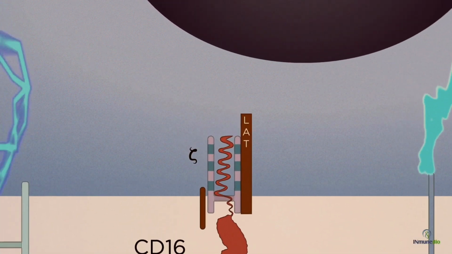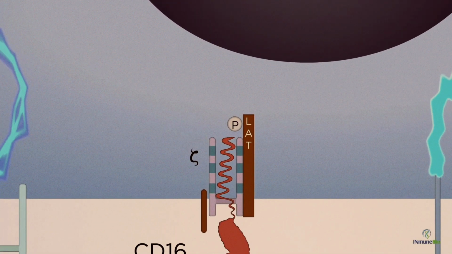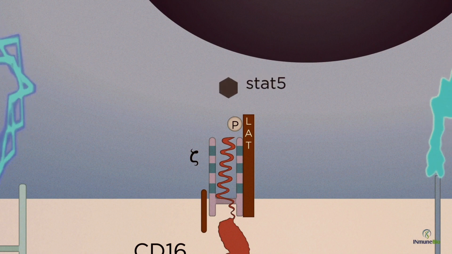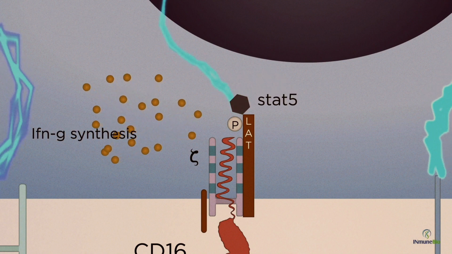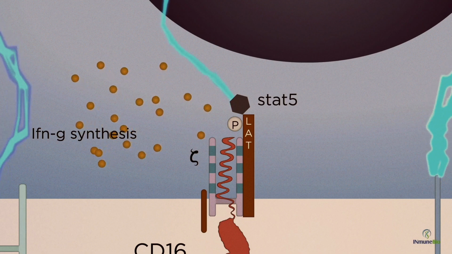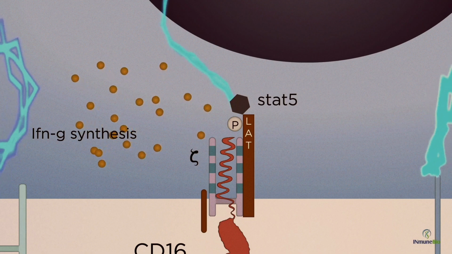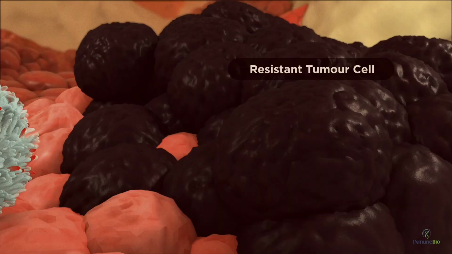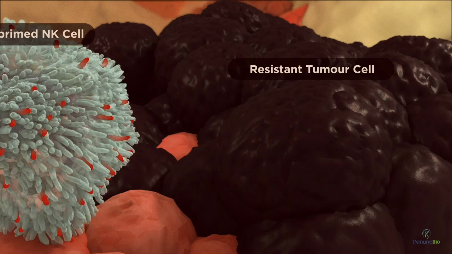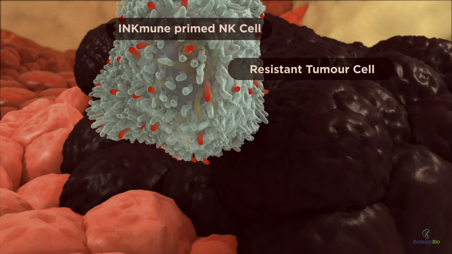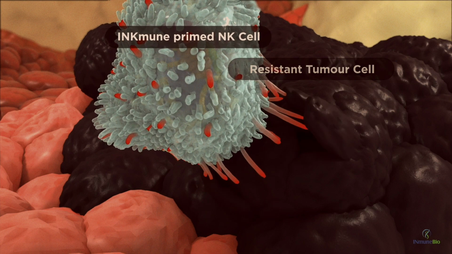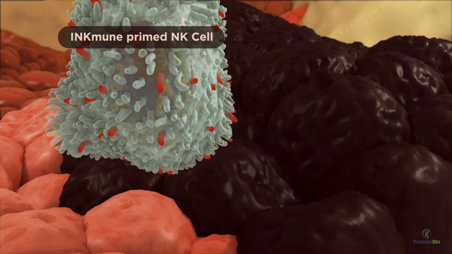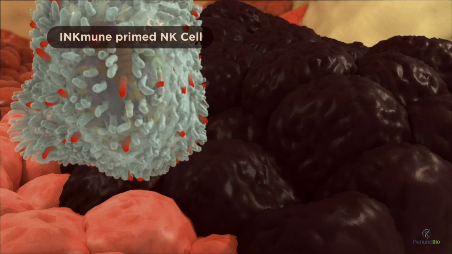This leads to the downstream phosphorylation of LAT and the subsequent phosphorylation of STAT5. Phosphorylated STAT5 induces IFN gamma synthesis, which leads to the transition from resting NK cell to a primed state. The primed NK cell now needs to bind far fewer activating ligands on the tumor cell to be able to kill it. So cancer cells which have evaded NK cells are now susceptible and are killed.